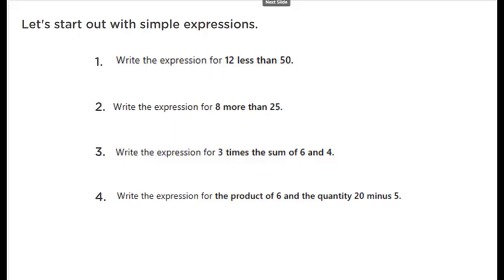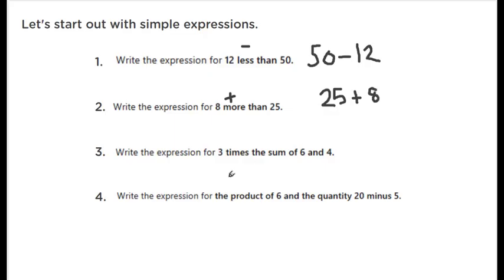Let's go ahead and look at some of these simple expressions and figure them out. Number 1 says write the expression of 12 less, means minus, than 50. So you would have 50 minus 12. That's your expression. Notice there's no equal sign. Just an expression. Number 2, write the expression of 8 more, means plus, than 25. So I have 25, and I want 8 more added to that 25. And that's what that expression looks like. These are very simple expressions.